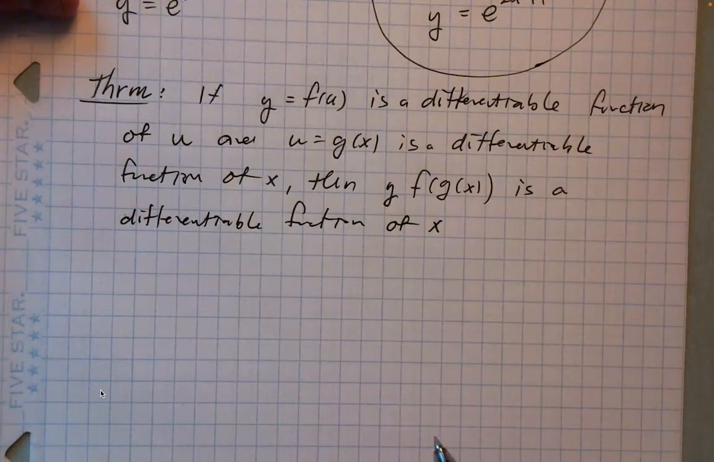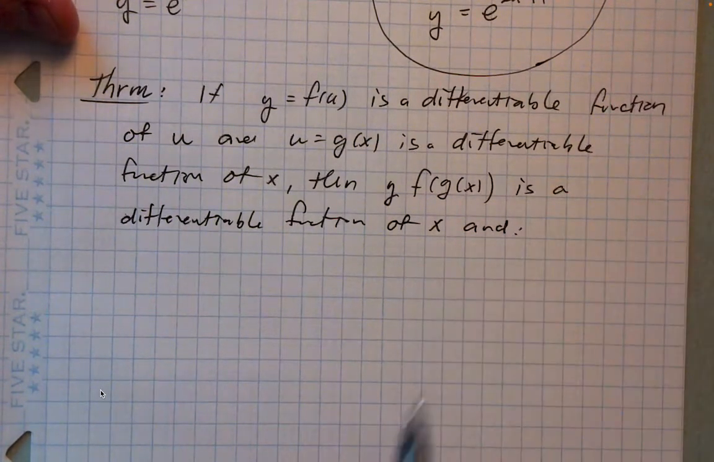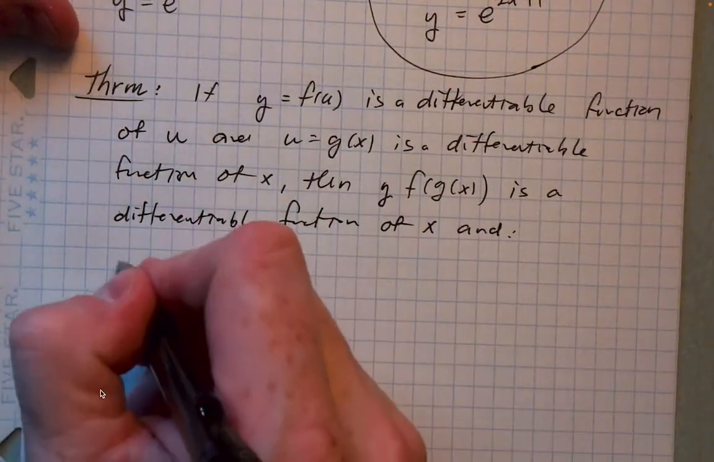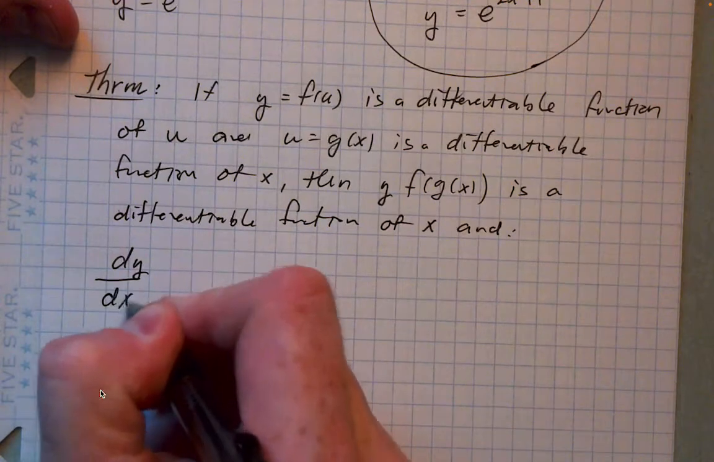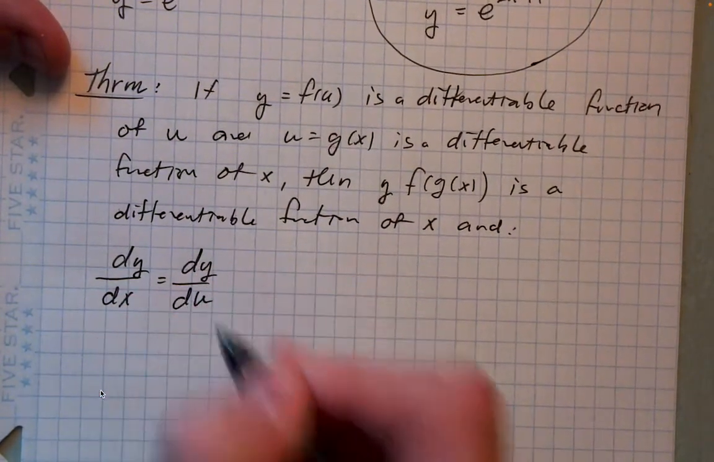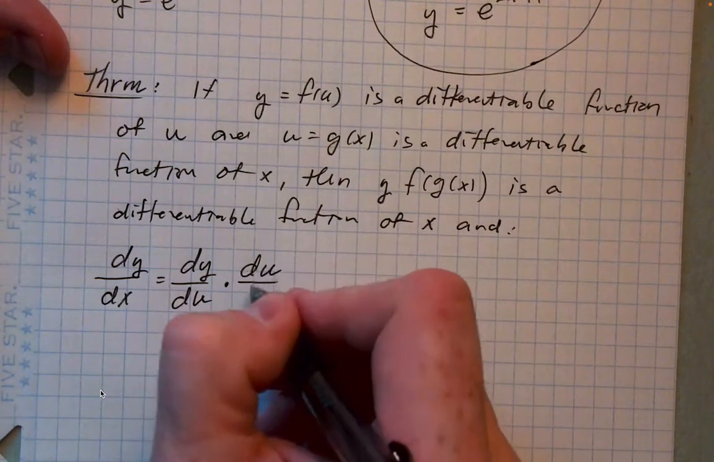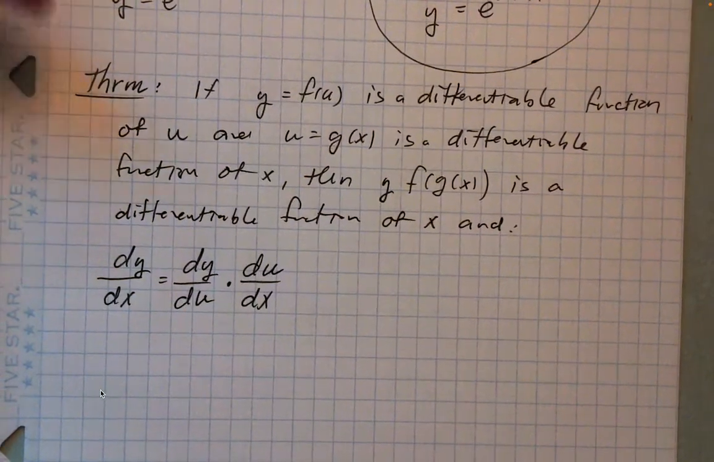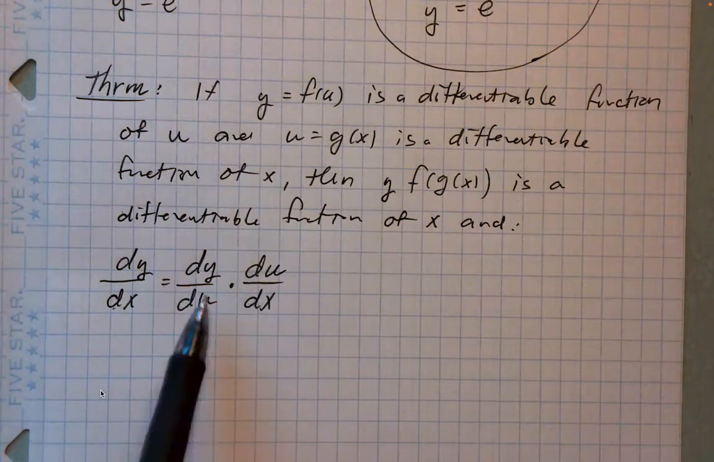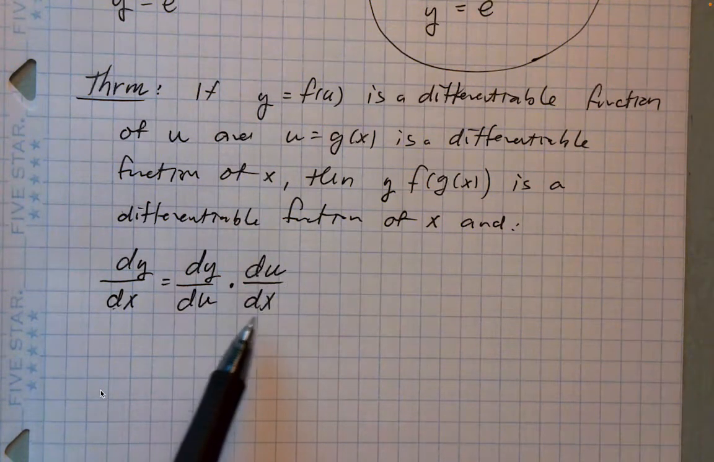And the way we would write down what that derivative looks like, there's a couple ways to look at it. We'll look at it first this way: dy dx is going to be equal to dy du times du dx. So the derivative of y with respect to x is equal to the product of the derivative of y with respect to u and the derivative of u with respect to x.